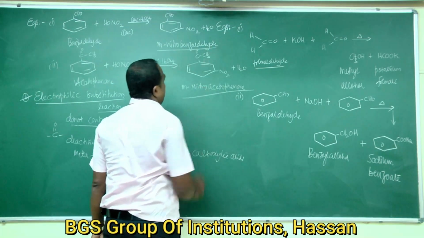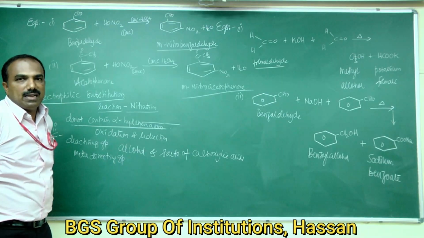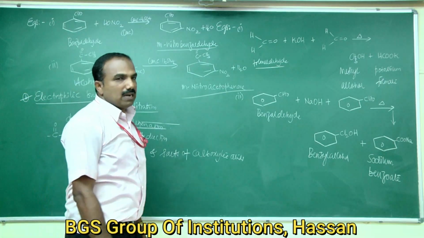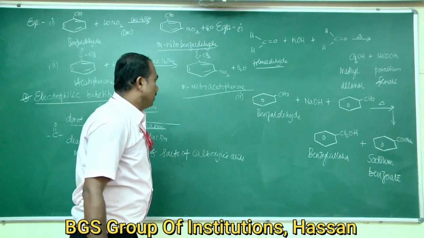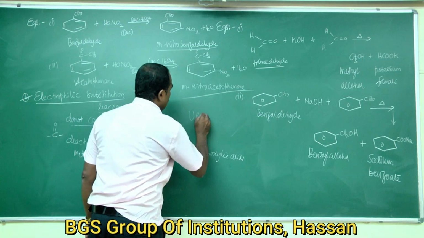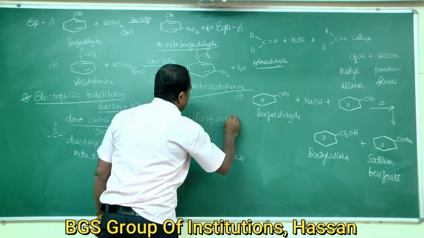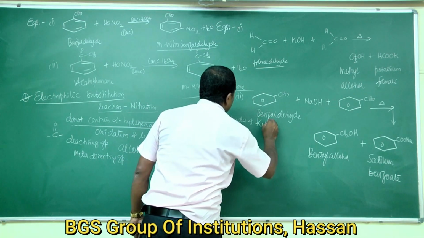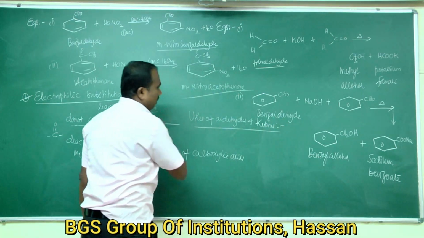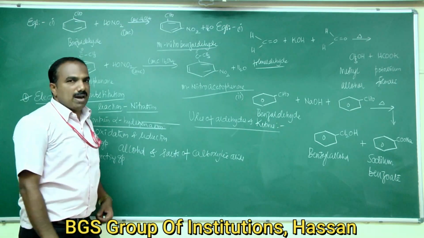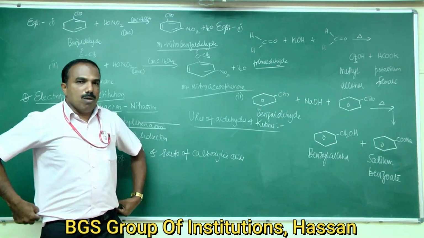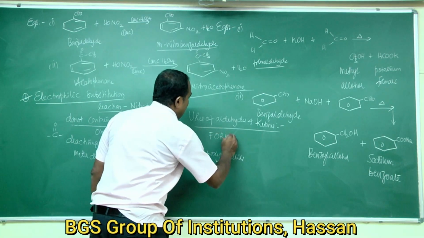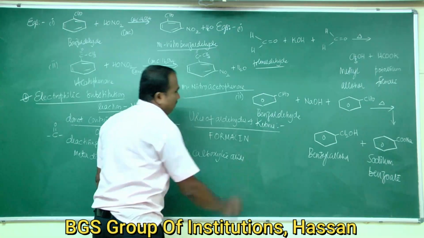So in benzaldehyde as well as in acetophenone, the aromatic aldehyde as well as the aromatic ketone. So that's about the chemical properties of aldehydes and ketones. The last one is uses of aldehydes and ketones. First, take formaldehyde. Formaldehyde is used in the preparation of formalin.